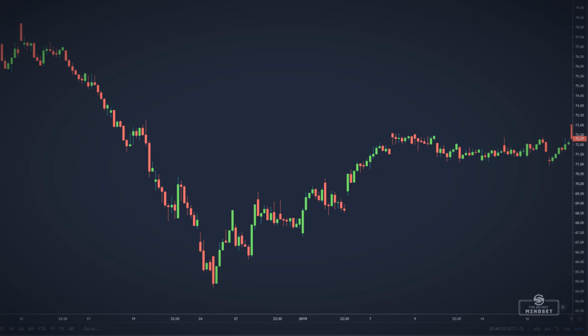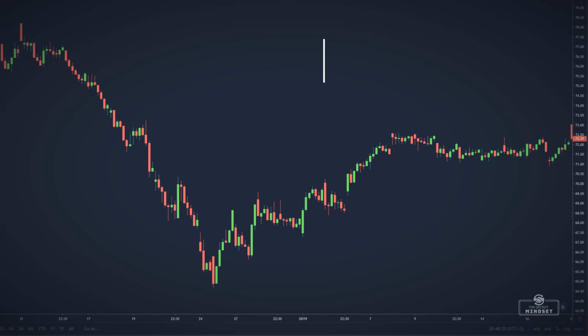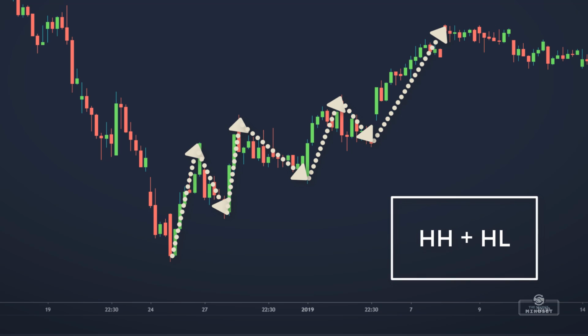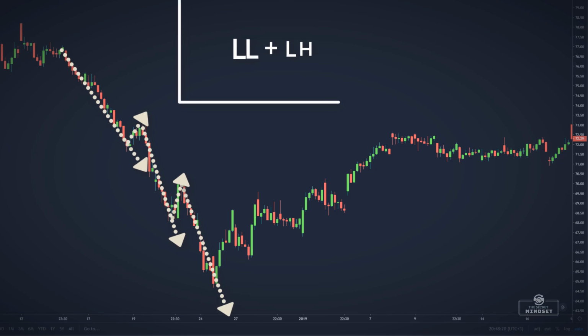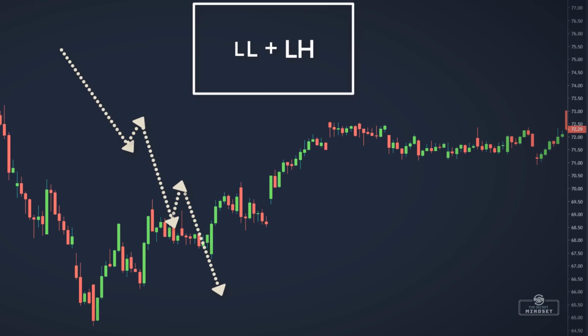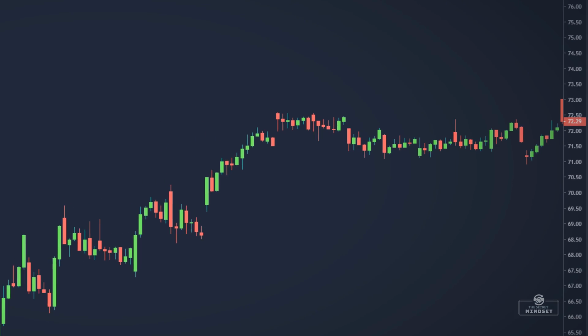Now, when I analyze a chart, I like to assess the market phases. There are only three ways the market can go: up, down, or sideways. The market is going up when the price is making higher highs and higher lows. The market is going down when the price is making lower highs and lower lows. And the market is going sideways when the price is not making higher highs and higher lows, or lower highs and lower lows. Like I said, very simple and not complicated at all.